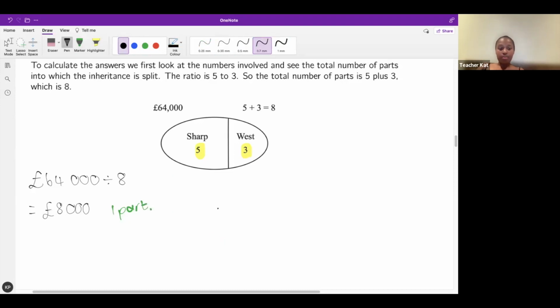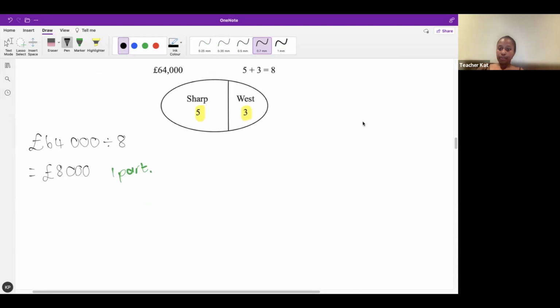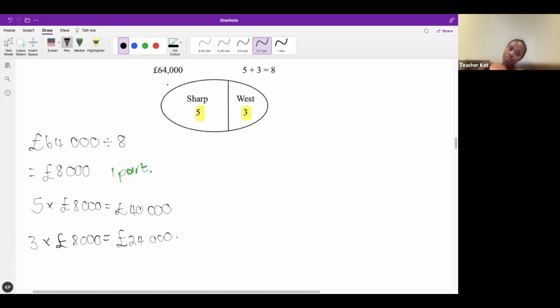Now, how many parts does Sharp get? 5. So that means Sharp will have to get 5 times 8,000, which is 40,000. And then West will have to get 3 times that 8,000, which is 24,000. And if you add those up, those will go back to 64,000, and we have successfully divided this money.